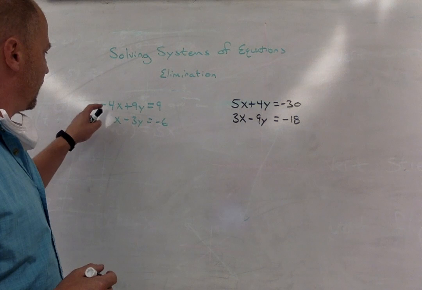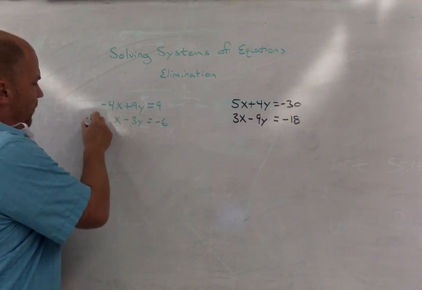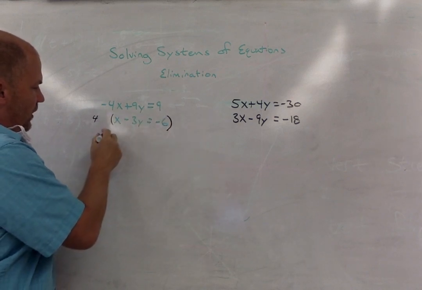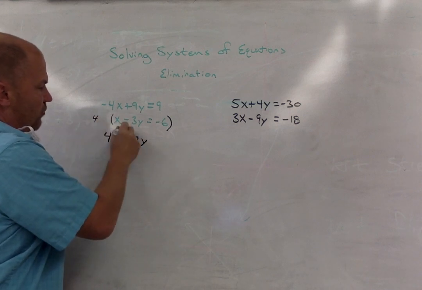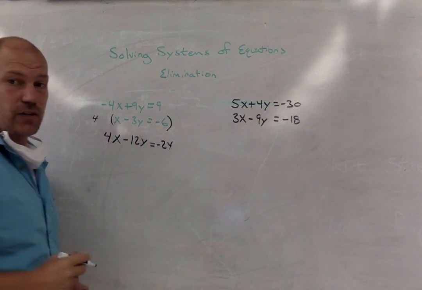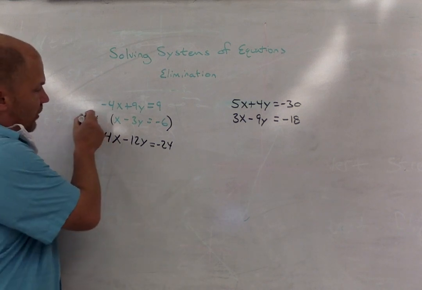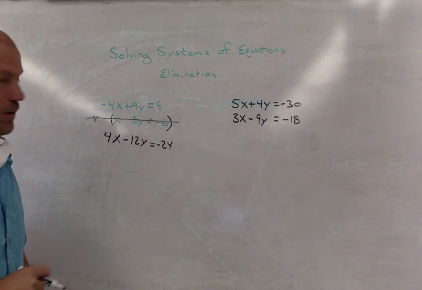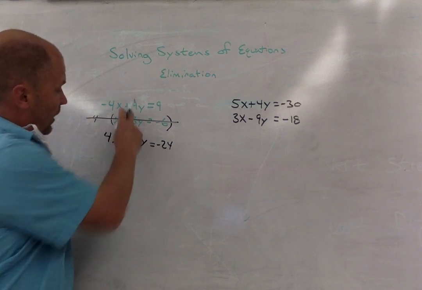So what I do is I look and I go, if I multiply this bottom equation by 4 all the way through, I could rewrite the bottom equation and say that's going to be 4x minus 12y, I'm just distributing this 4, equals negative 24. That shouldn't be too bad. So now I can ignore this line here. All I've done is just multiply that by 4. It's the same equation.